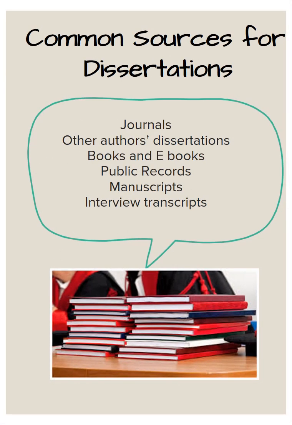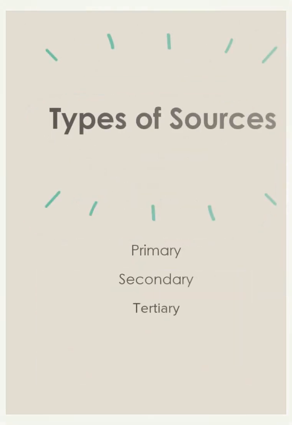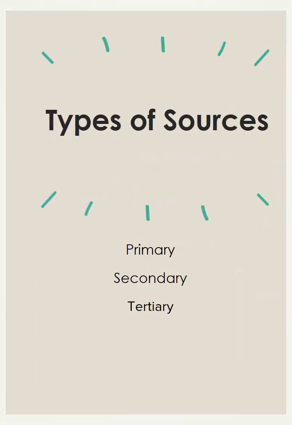Some common dissertation sources are journals, other authors' dissertations, books and e-books, public records, manuscripts, and interview transcripts. While gathering sources for your dissertation, you should be aware of the basic types of sources. These include primary, secondary, and tertiary sources.